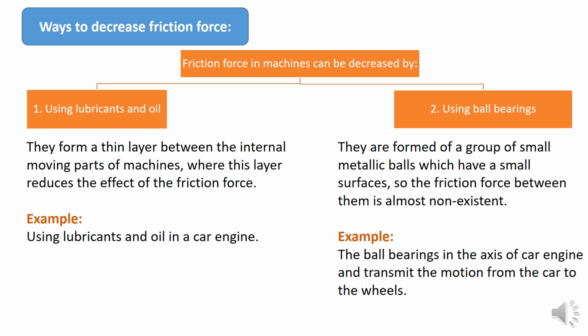And using ball bearings, they are formed of a group of small metallic balls which have small surfaces, so the friction force between them is almost non-existent. For example, the ball bearings in the axis of the car engine transmit the motion from the car to the wheels.